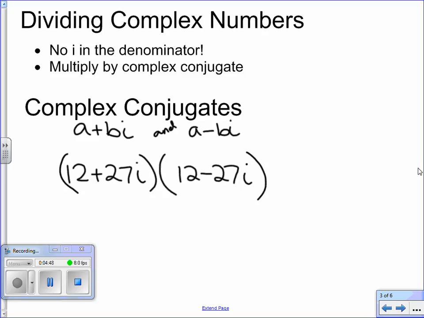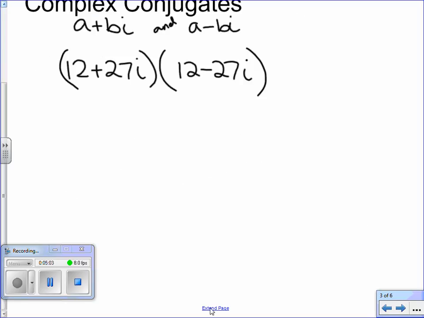So this goes back to the question that Jacob answered at the beginning of class. Multiplying the numbers together, we're basically going to run through FOIL or distribution. So I'm going to take that 12 in the first parenthesis, and I'm going to distribute it to both terms in the second parenthesis. So 12 times 12, sounds easy for me, is 144. Okay. Then we're going to take 12 times negative 27i, and I get negative 324i for that.